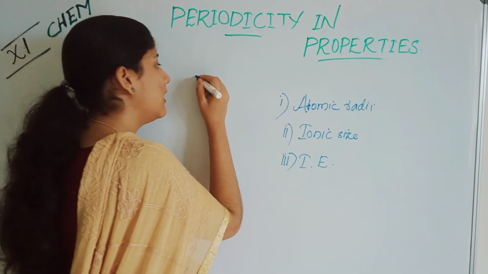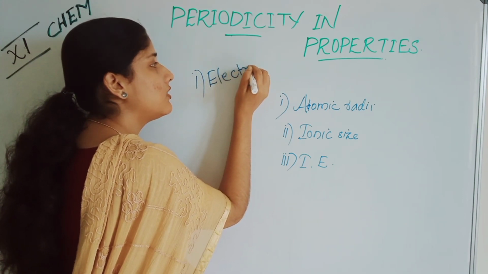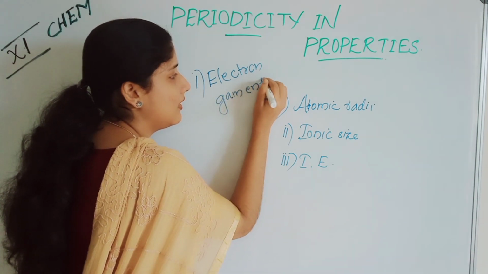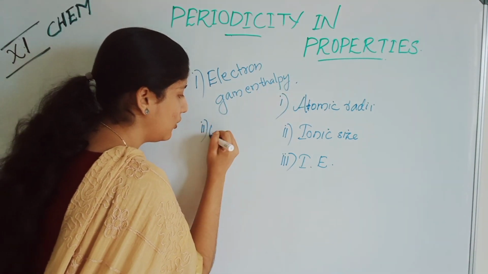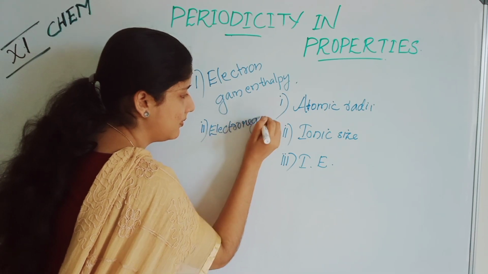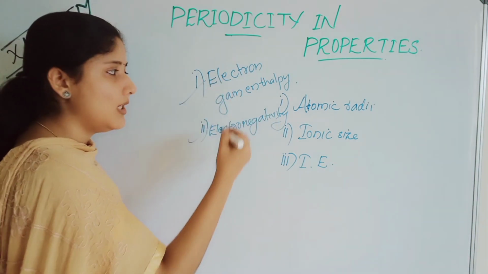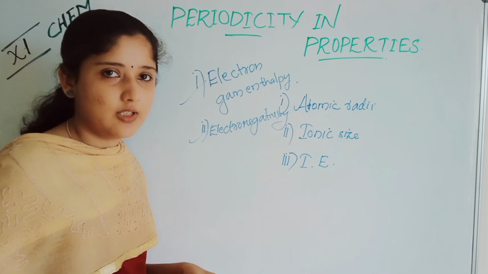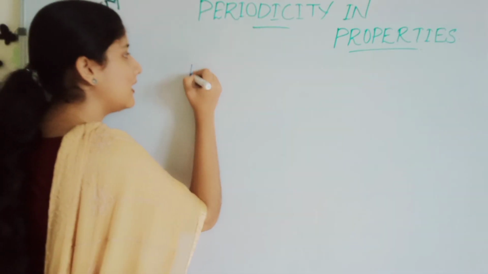The first one that we are going to study today is electron gain enthalpy. And the next property is electronegativity. These two properties we are going to study today: electron gain enthalpy and electronegativity. The first property that we are going to discuss is electron gain enthalpy.